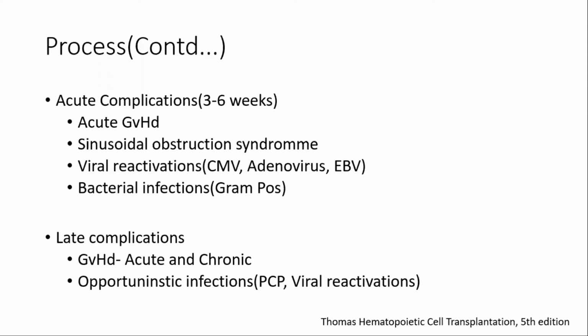If you see his lymphocyte subsets, it will be hardly like 20, 30 CD4s and 50, 60 CD8s. So they will be at a high risk of viral reactivations like CMV, adeno, and EBV. So they need very close monitoring.